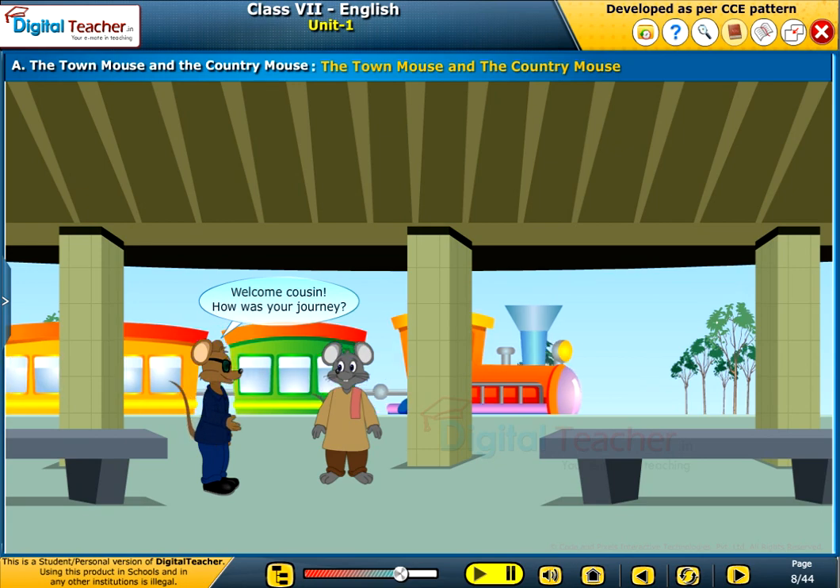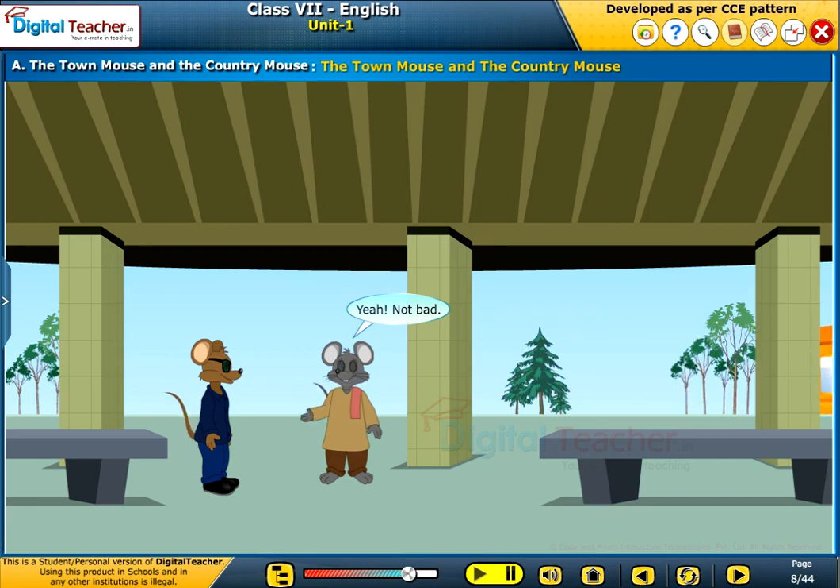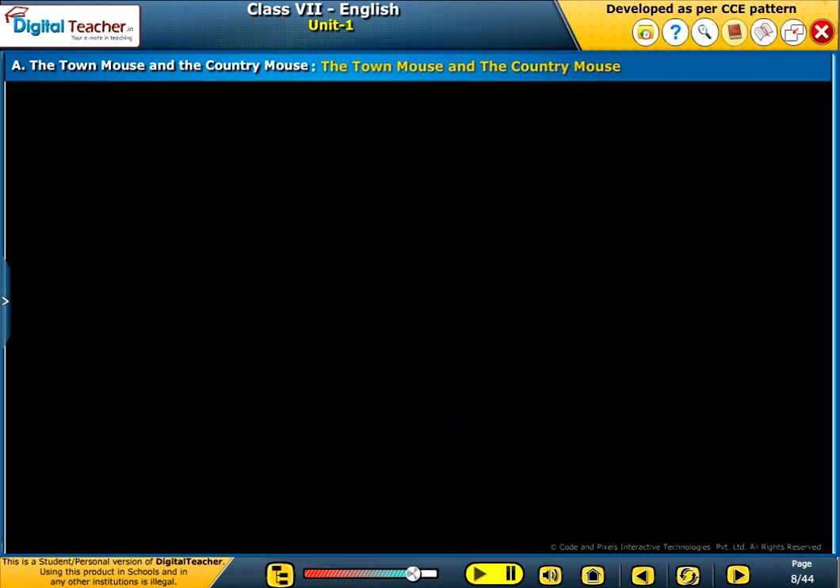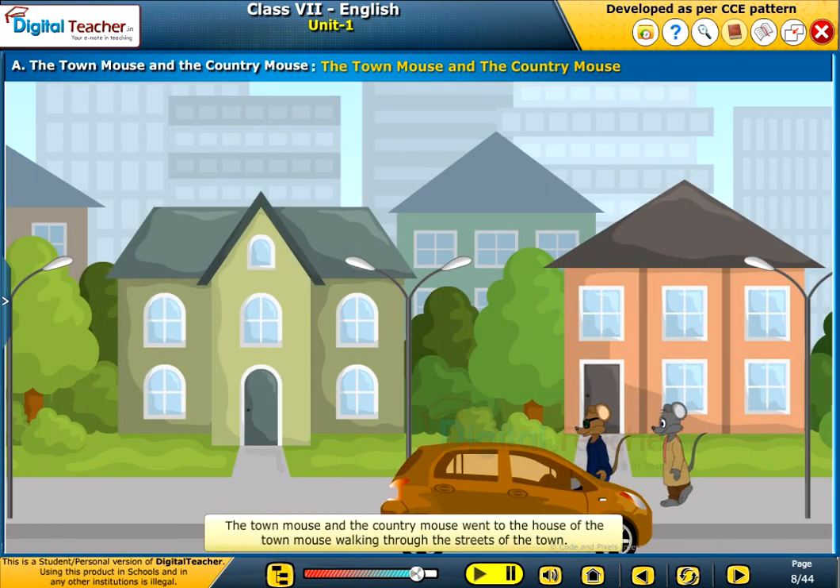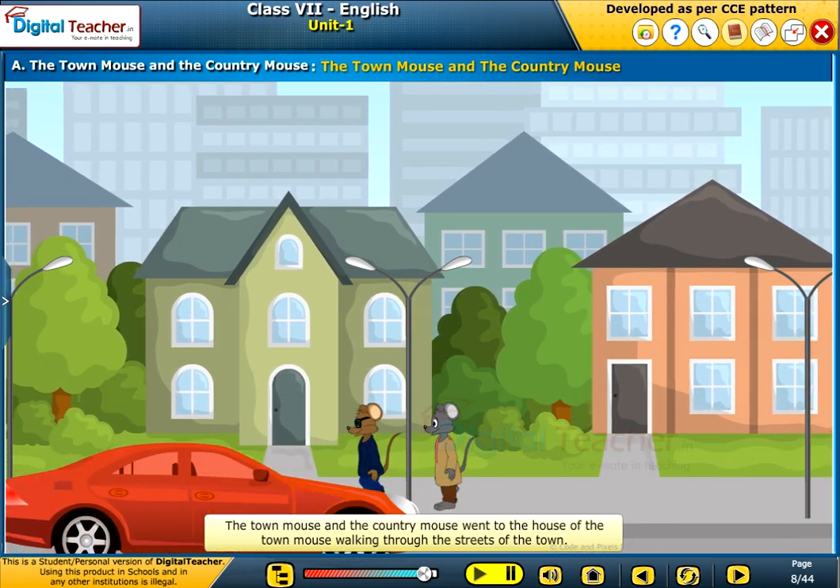"Welcome, cousin. How was your journey?" "Yeah, not bad." Town mouse and the country mouse went to the house of the town mouse, walking through the streets of the town.